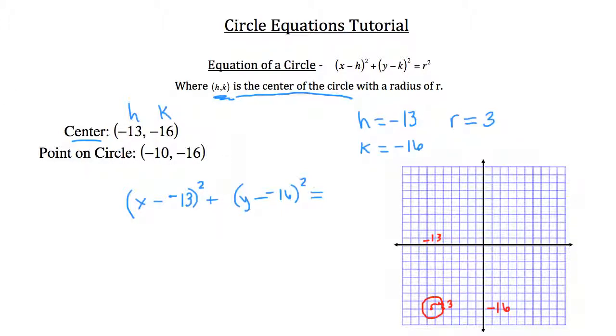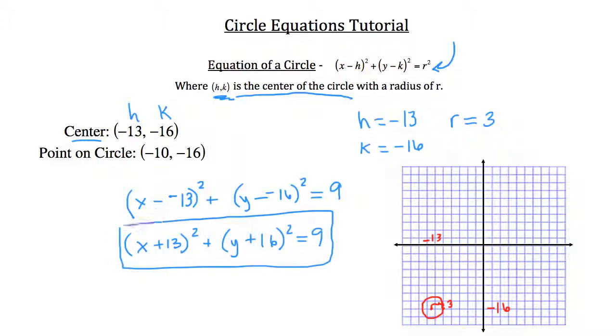So now let's get back to writing our equation. We know that our radius is 3, but in our equation, they don't ask for your radius after the equal sign. They want your radius squared. So 3 squared is 9. Now I'll rewrite this, distributing those negatives as they should be. So x minus a negative 13 is actually x plus 13, quantity squared, plus y minus a negative 16, and minus a negative 16 is plus 16, quantity squared, is equal to 9. So that is how you would write the equation of this circle right here. Now let's take a look at another practice problem.